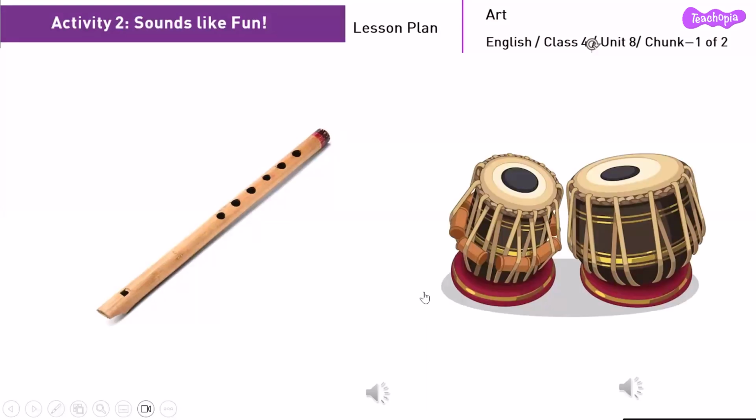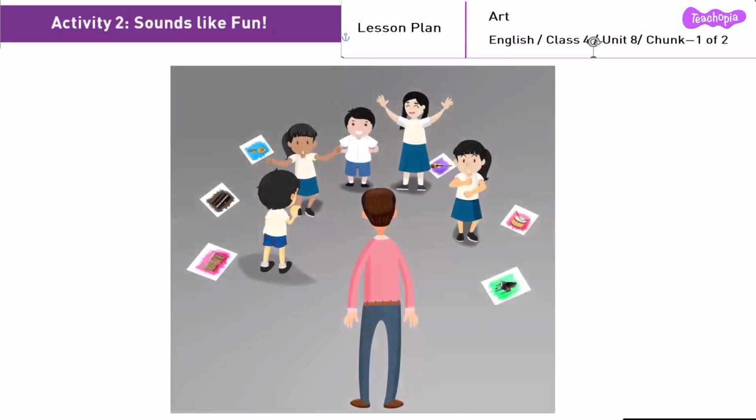And also we can say that this musical instrument is known as tabla and it makes a sound like. So once we introduce the musical instruments, what they are known as, and what kind of sound they make, we can continue with this game.